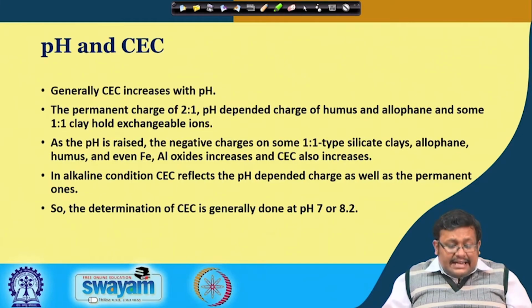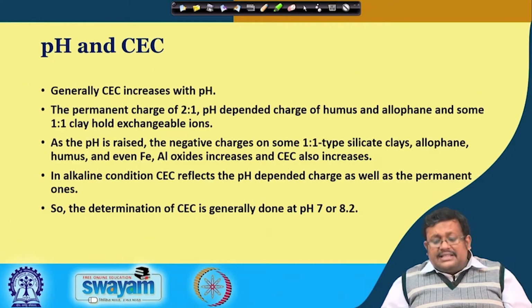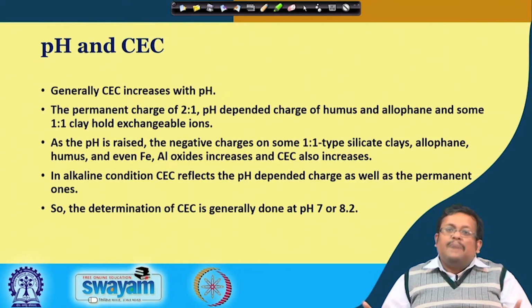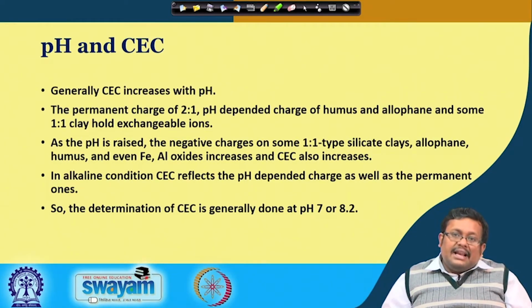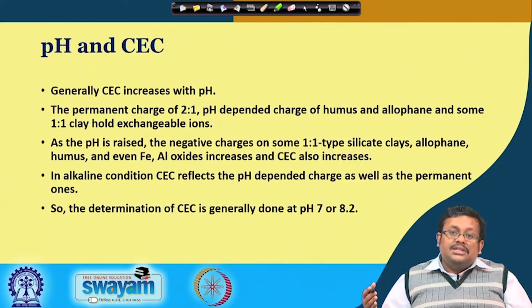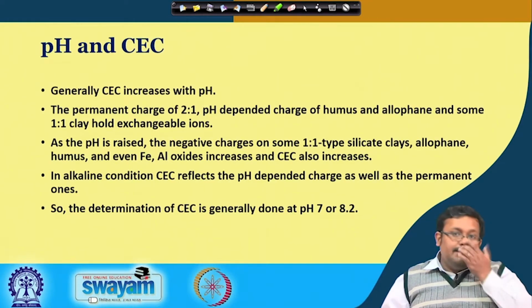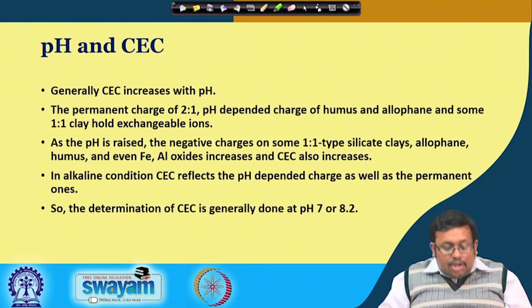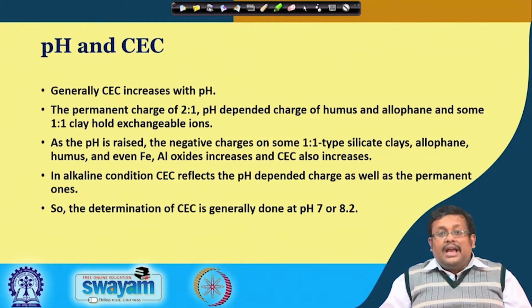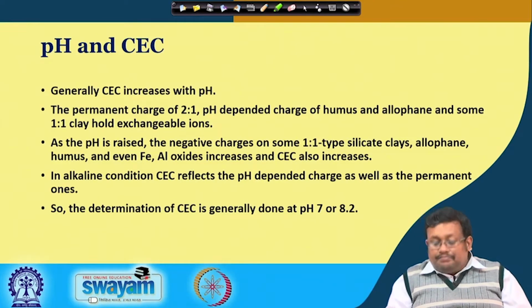And in alkaline condition, CEC reflects the pH dependent charge as well as the permanent charge, because you know that permanent charge is permanent. However, in alkaline condition, as I told you, it will also develop the pH dependent negative charge. So, ultimately it will be a total of both permanent charge as well as pH dependent charge. The determination of CEC is generally done at pH 7 or 8.2.